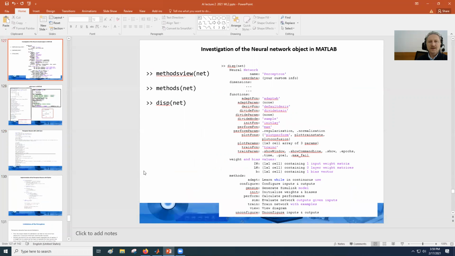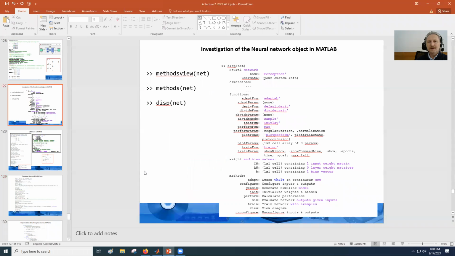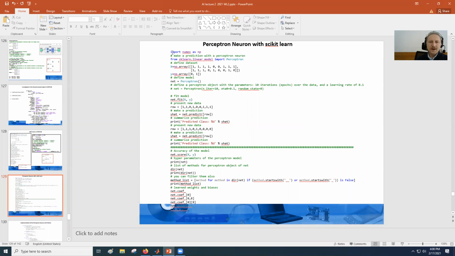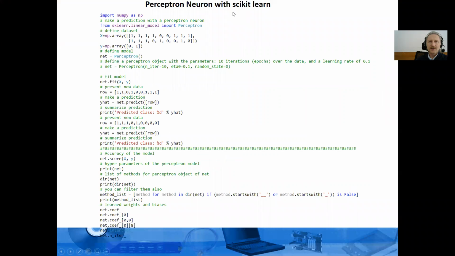So you can do the same things in Python. How can you do it? In Python, we have the scikit-learn machine learning library. Inside that library, we have the Perceptron class. You can import the Perceptron class and use it.